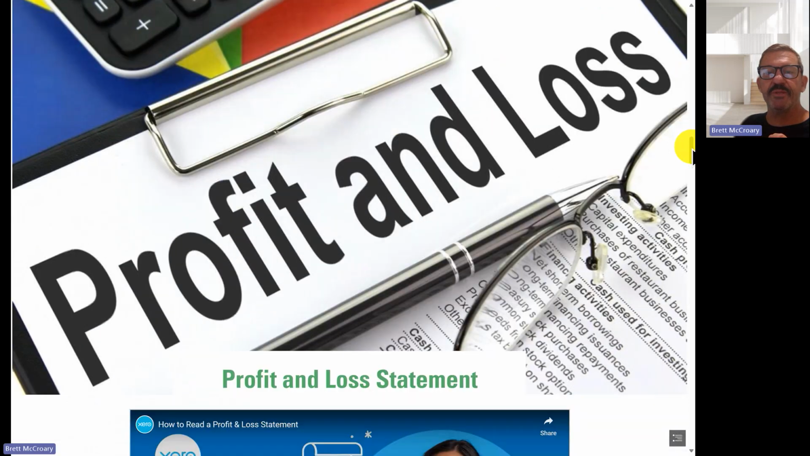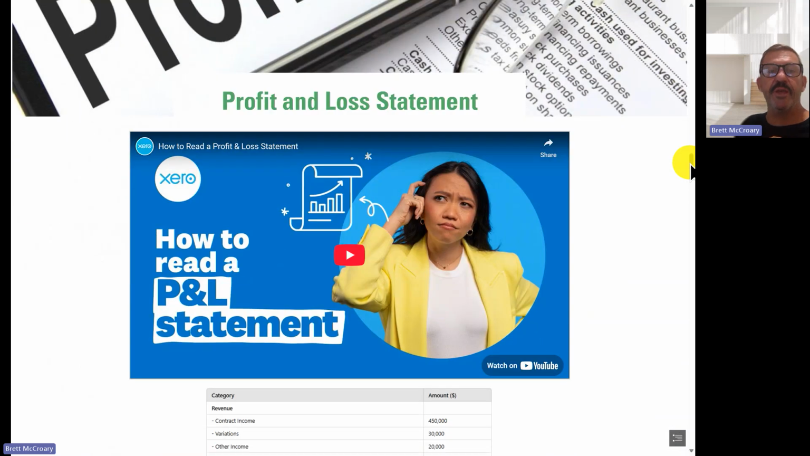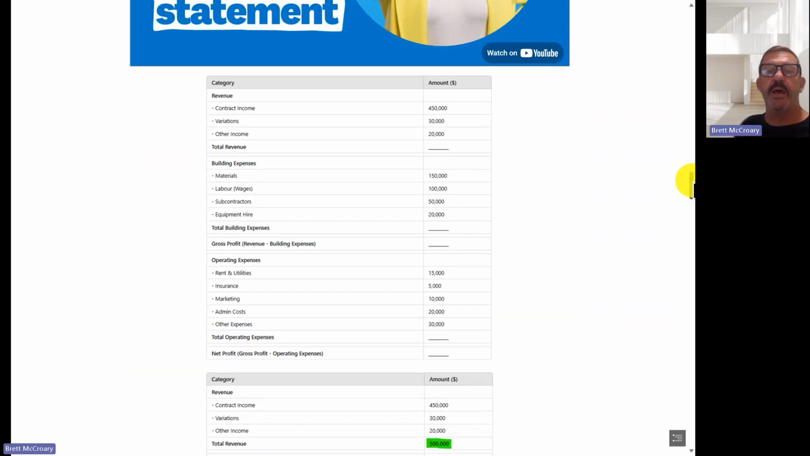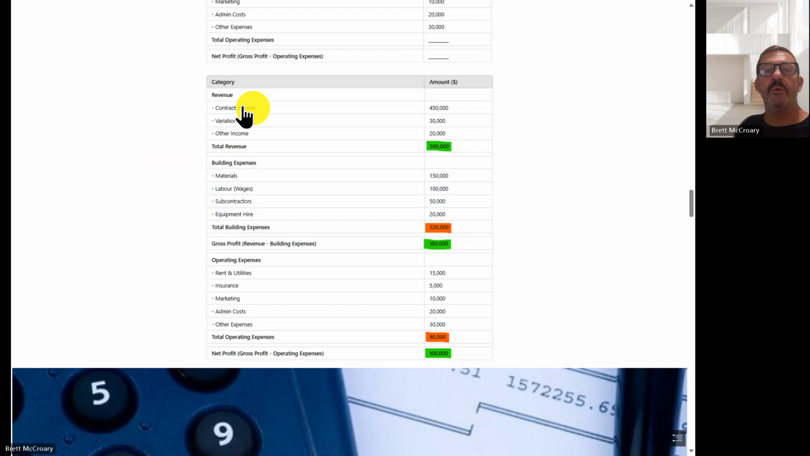Profit and loss statement. We touched on it in the lesson before. There is a really good video I'll also put in the description from Xero on how to read your profit and loss statement. As an example, revenue. So we've got contract income, variations, any other income, say 500 grand. Building expenses: materials, labor wages, subcontractors, equipment hire. Total building expenses 320. So our gross profit is $180,000.